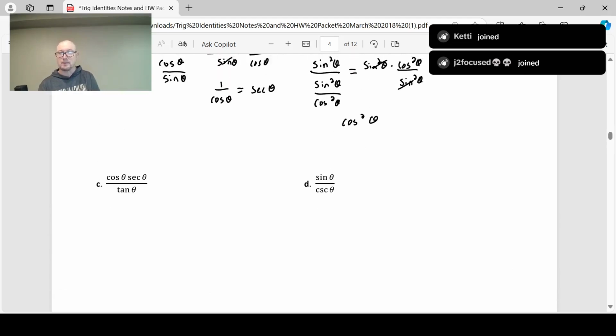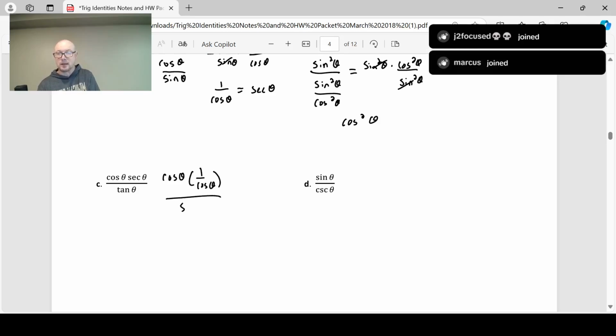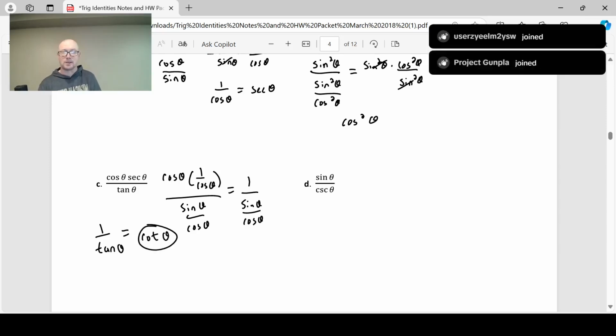If we had cosine times secant, secant is 1 over cosine, so we get cosine theta times 1 over cosine theta, divided by the tangent of theta, which is sine over cosine. Well, cosine divided by cosine is 1, so I have 1 over sine theta divided by cosine theta, and that's the tangent of theta. So I have 1 over tangent theta, and that is the reciprocal of the tangent, which would be the cotangent theta as our answer there.